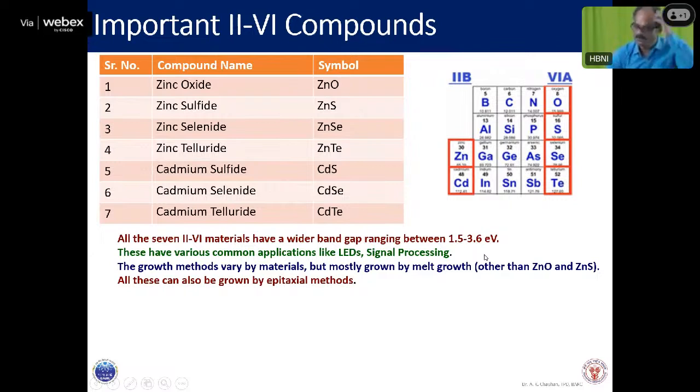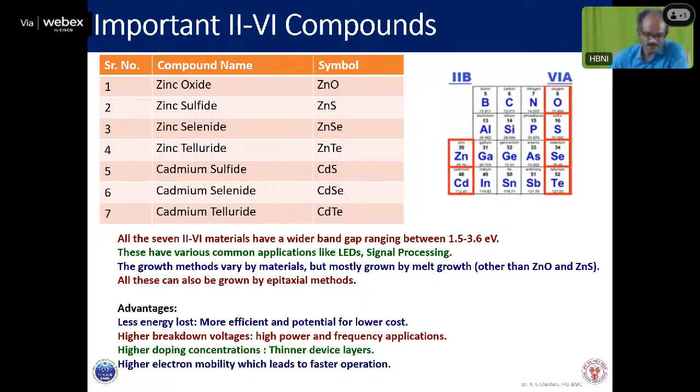You can get an idea of the difference between all these kinds of semiconductors. These have various common applications like LEDs and signal processing. The growth methods vary by material, most commonly melt growth. Other than zinc oxide and zinc sulfide, these cannot be grown by melt methods, so all these can be grown by epitaxial methods.